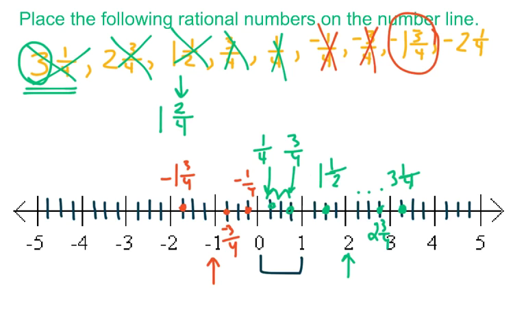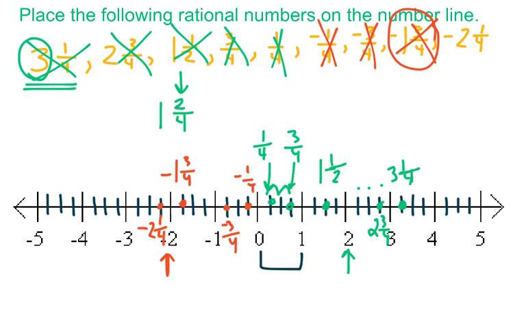Make sure that when you're placing your numbers on the number line that it makes sense. And finally, negative 2 and 1/4, going over to negative 2 and going over one space past negative 2. So I'm at negative 2 and 1/4. And that would be how you would place those numbers on the number line.